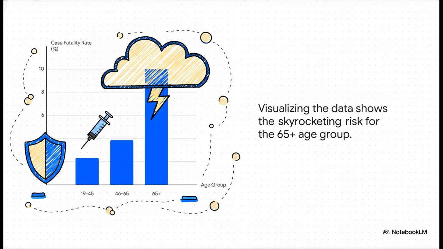Yeah, the disease hits everyone, but the risk of a really severe, even fatal outcome, it just explodes for the 65 and over crowd. This is exactly the kind of data that tells officials who to vaccinate first, what to put in public health campaigns, and how to plan for hospital capacity.